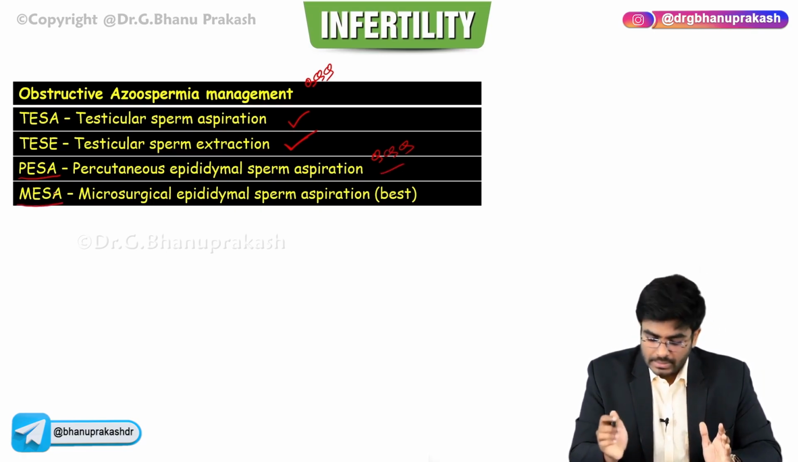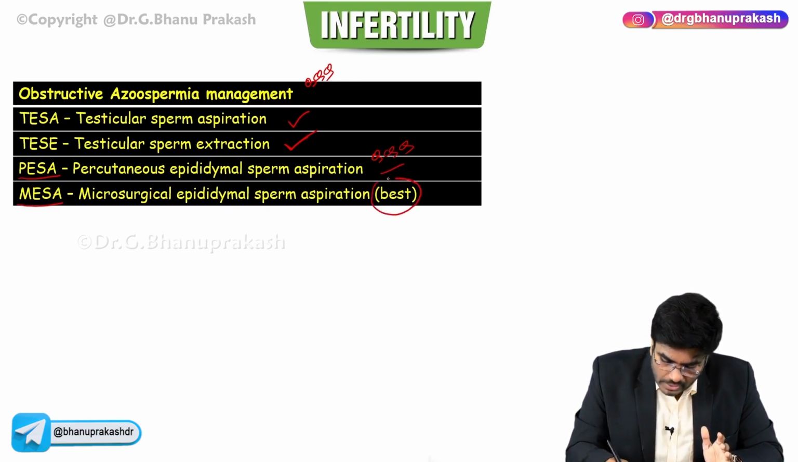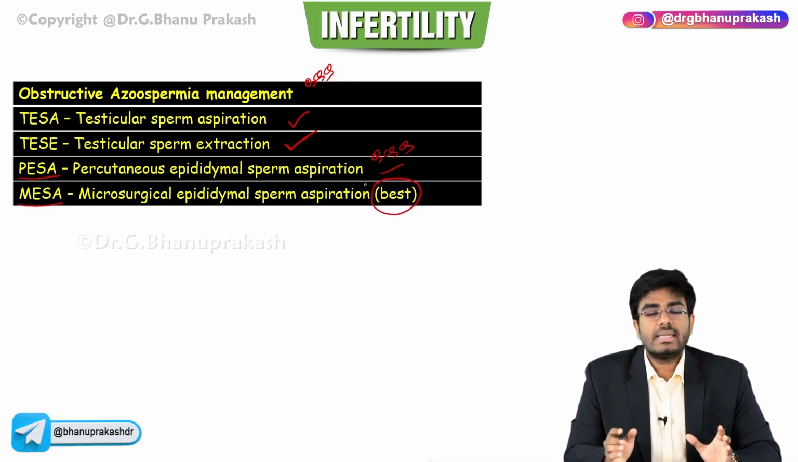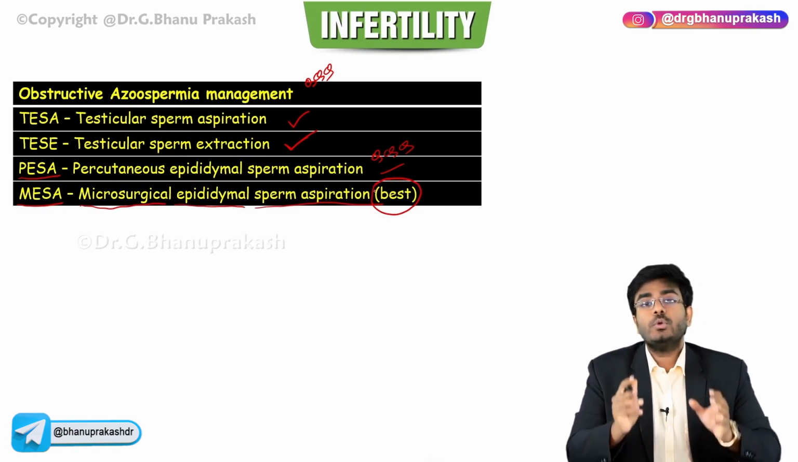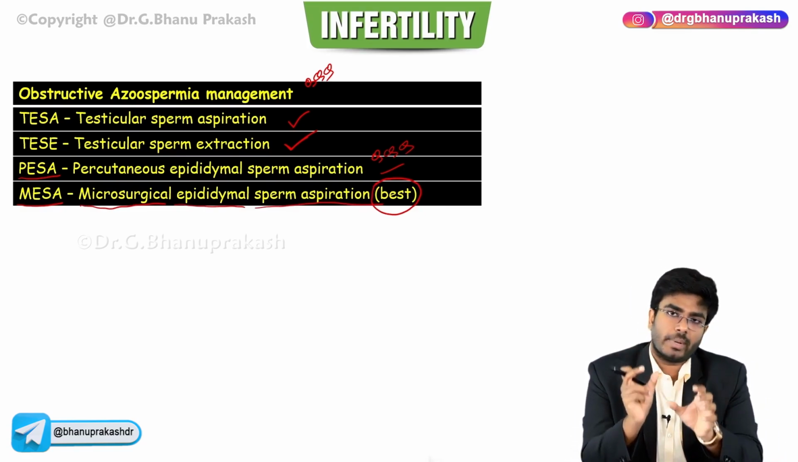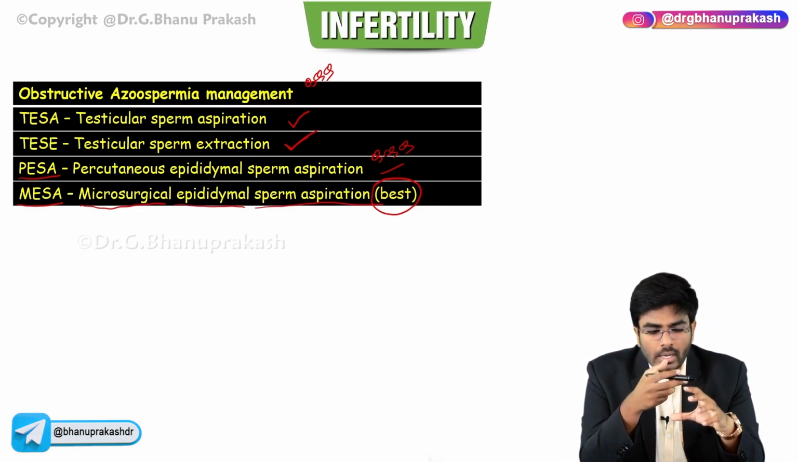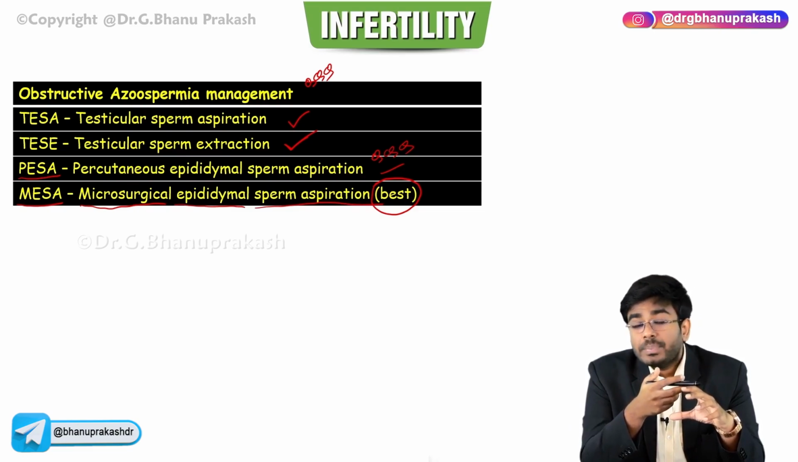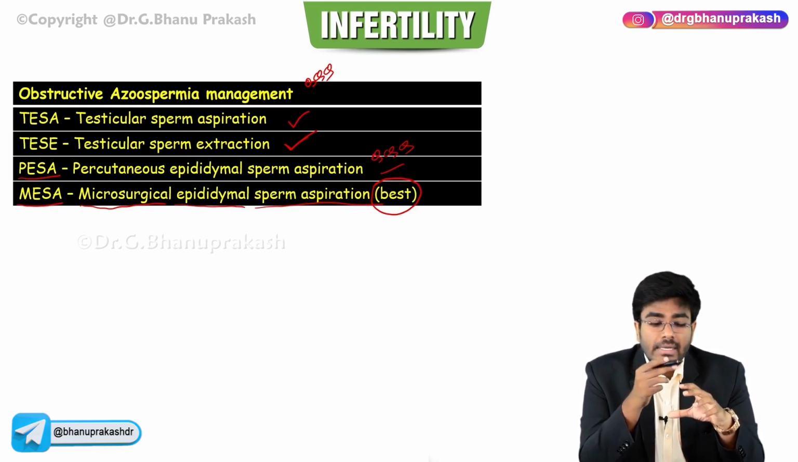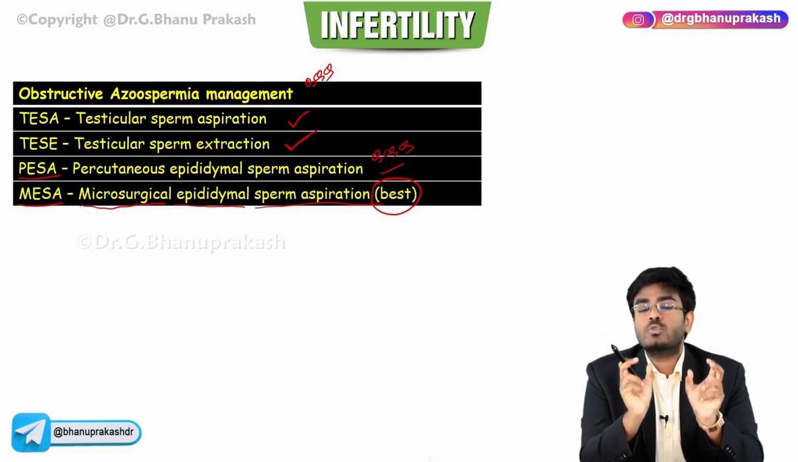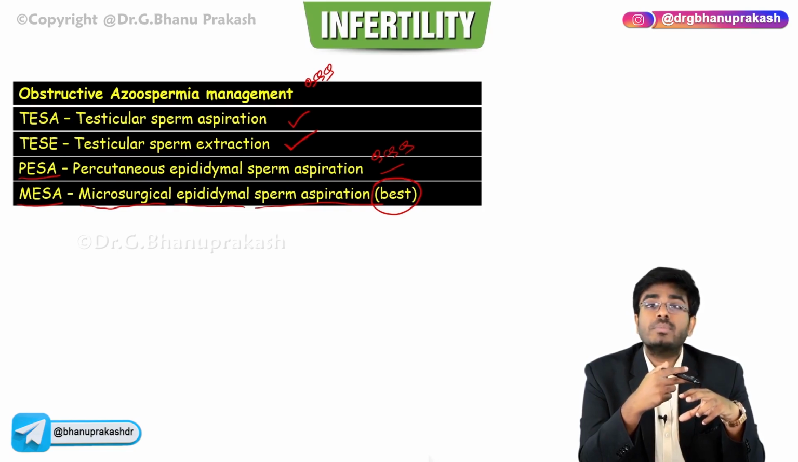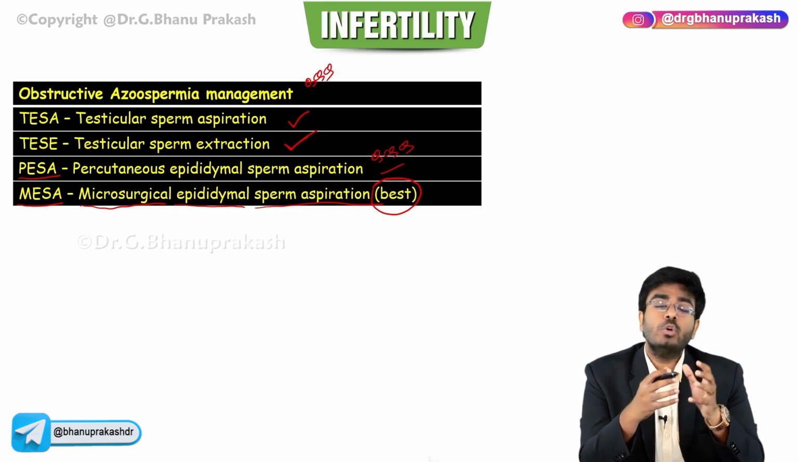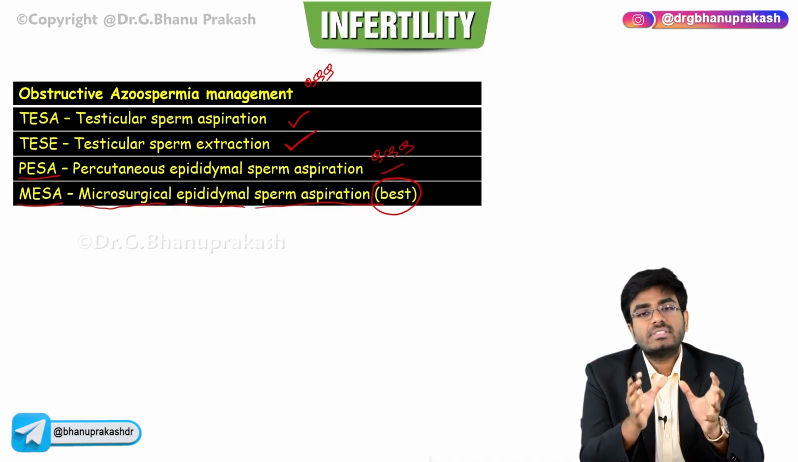Now let's talk about the MESA. MESA is very important and it's the best, because what exactly am I doing in the MESA? MESA is a microsurgical epididymal sperm aspiration. So I am going to use a microscopic instrument and aspirate the sperms directly by using the microscope. With the help of a microscope, I am going to take out sperms which are healthy looking, which have good morphology. So this is something best.